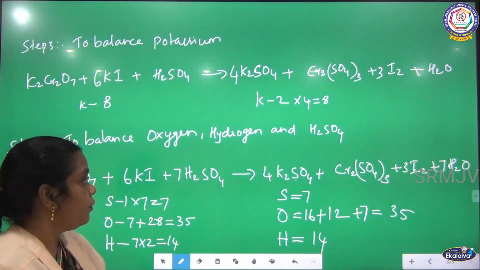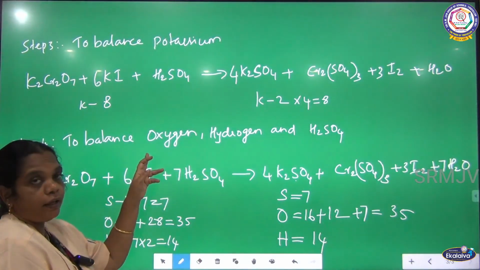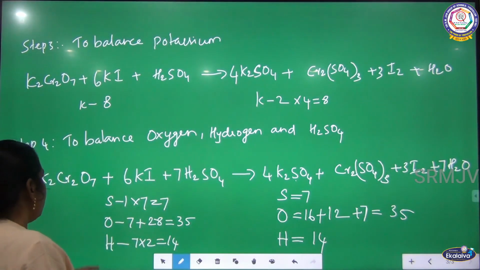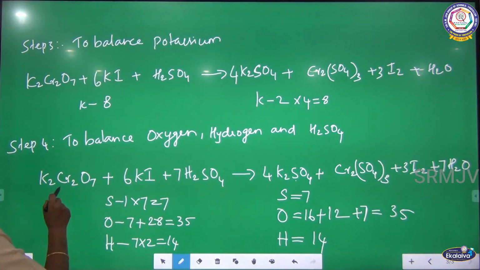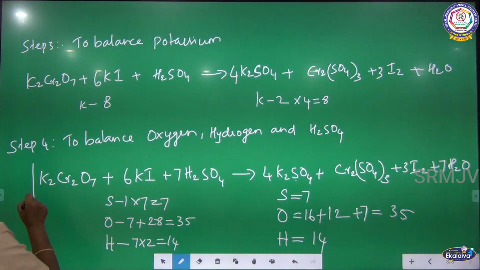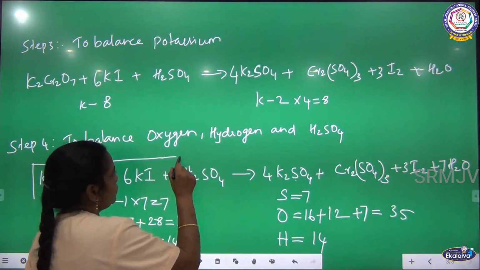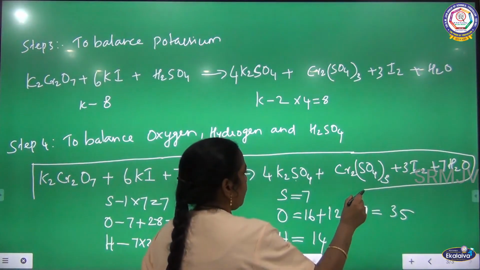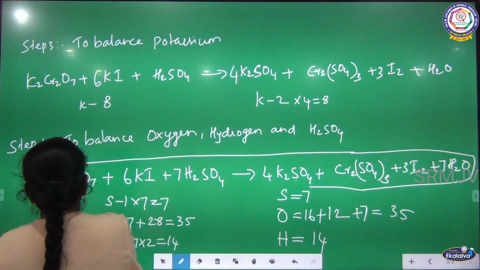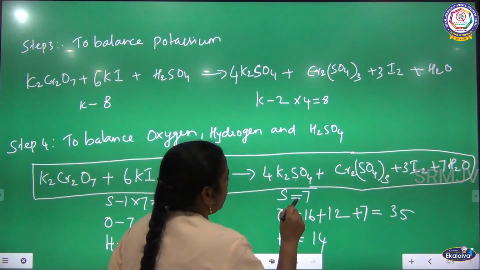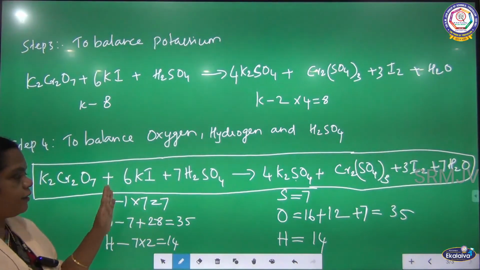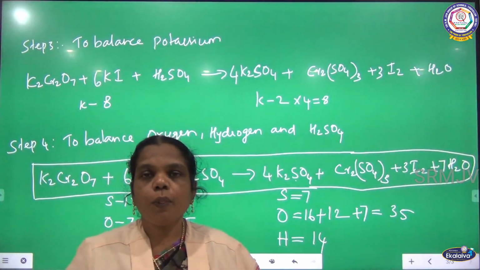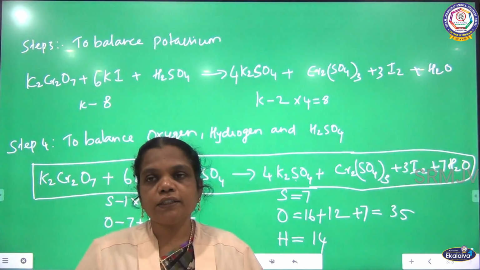Now see the remaining atoms. What are the remaining atoms in the equation? Oxygen, hydrogen and sulfur. These all are balanced. So what is the balanced equation? K2Cr2O7 plus 6 KI plus 7 H2SO4 gives 4 K2SO4 plus Cr2(SO4)3 plus 3 I2 plus 7 H2O. This is the balanced equation. Everything is balanced. Understand? In this way, you balance the equation based on oxidation number.